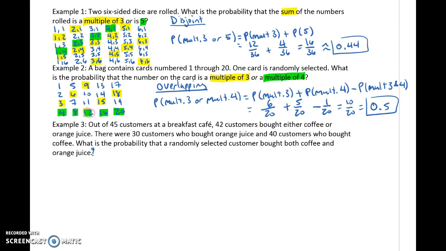So let's start with what we know. We know that the probability of picking someone who bought either coffee or orange juice is 42 out of 45. We know that the probability of picking someone who bought just orange juice is 30 out of 45, and the probability of picking someone who bought coffee is 40 out of 45. I'm asking you to find the probability that someone bought both coffee and orange juice.